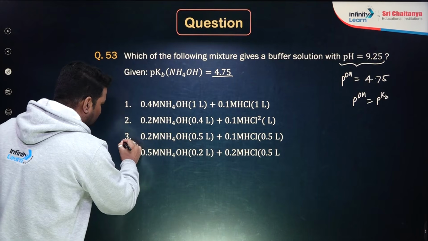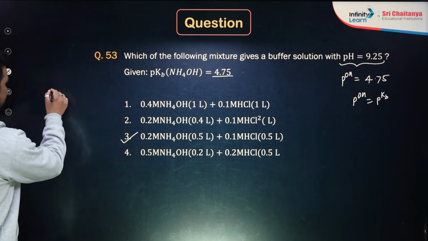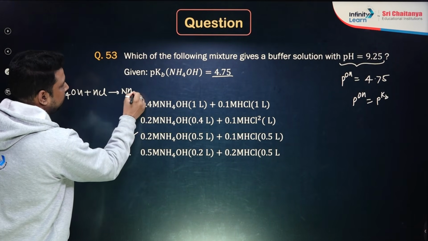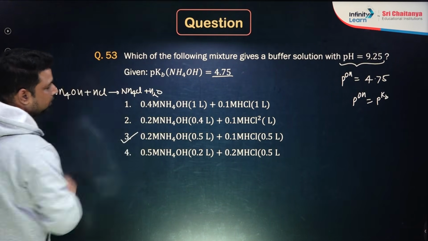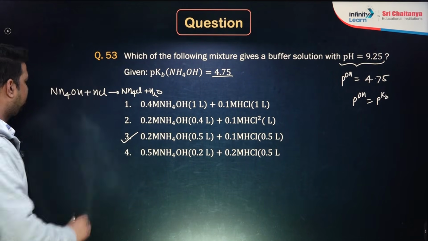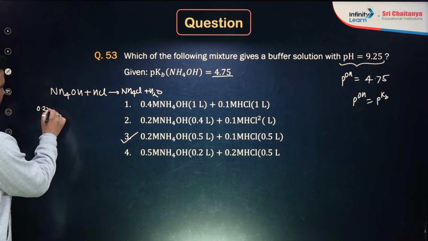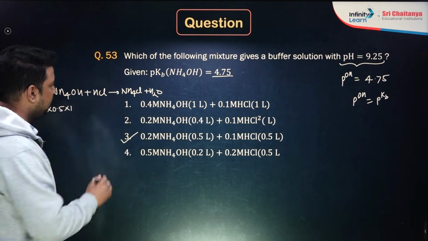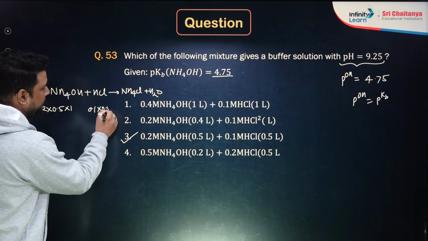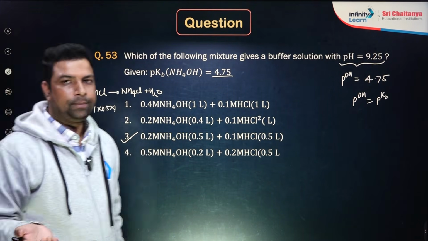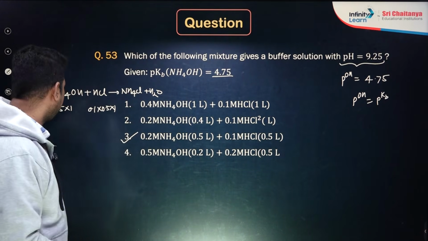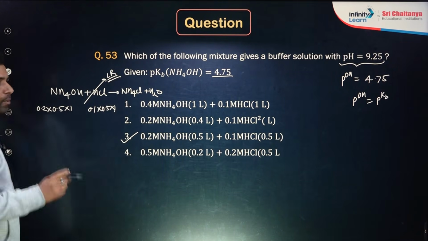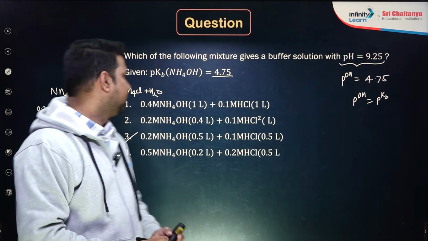And if you check the third option, it is similar because you take NH4OH, react with HCl to form NH4Cl and water. 0.2 into 0.5, and the N factor is 1. Similarly for HCl, 0.1 into 0.5 into N factor 1. The N factor is 1, it means milliequivalents can easily be converted into millimoles. Okay. So here we can find the limiting reagent. HCl is the limiting reagent. And we know that for a buffer solution, the strong part has to be limiting. So it can form a buffer.